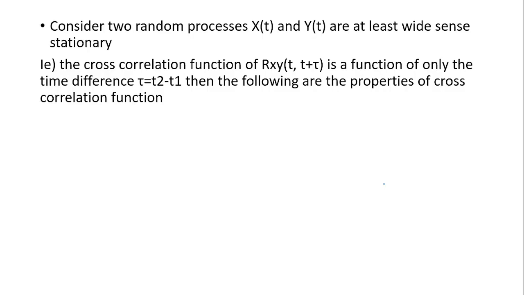Previously we wrote x of t is at least Wide-Sense stationary. Now we are writing both random processes x of t and y of t are at least Wide-Sense stationary, meaning that the cross correlation function rxy of t comma t plus tau is a function of only the time difference tau. Okay, so then the following are the properties of the cross correlation function.